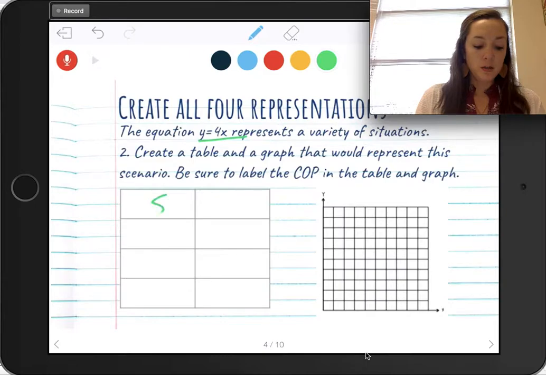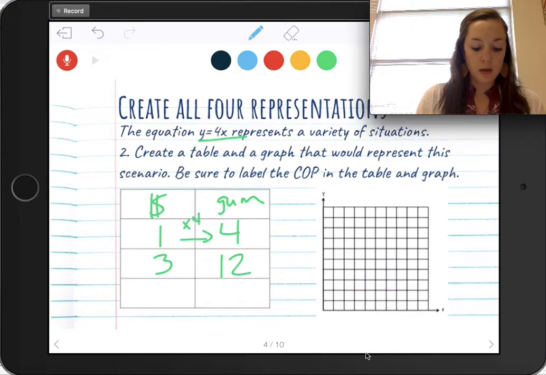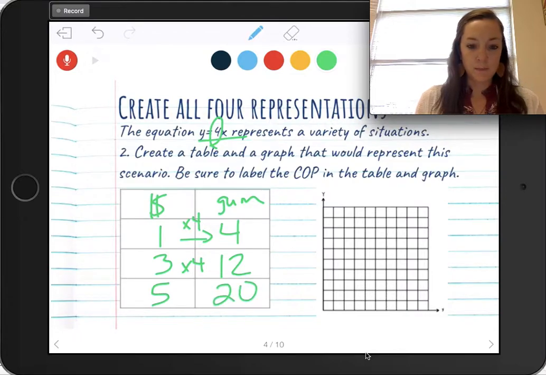graph. I'm going to use the gum representation. So I've got, for $1, I get 4 pieces of gum. Then I could say for $3, I can get 12 pieces of gum because I'm multiplying by 4, because that is my COP from my equation. And then for $5, I could get 20 pieces of gum. So we could see that this is the same and compare them because the COP is 4.